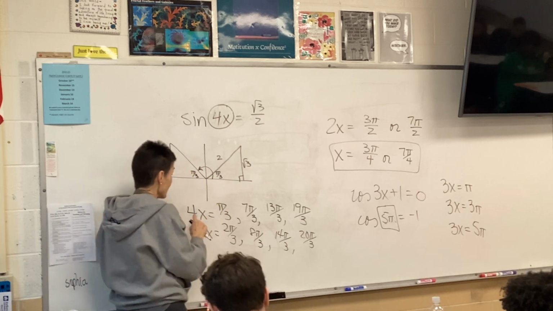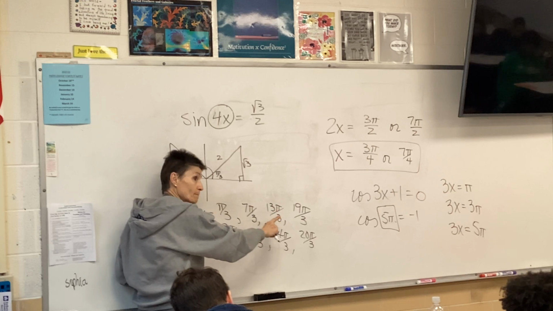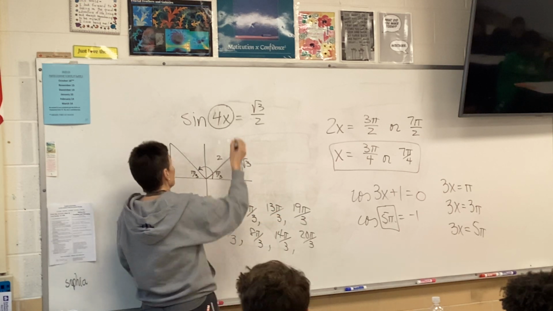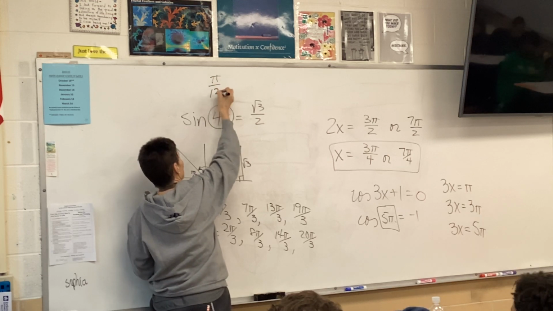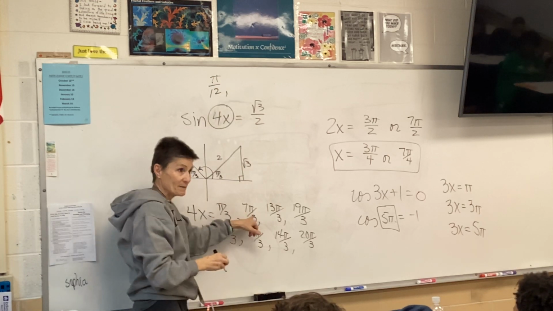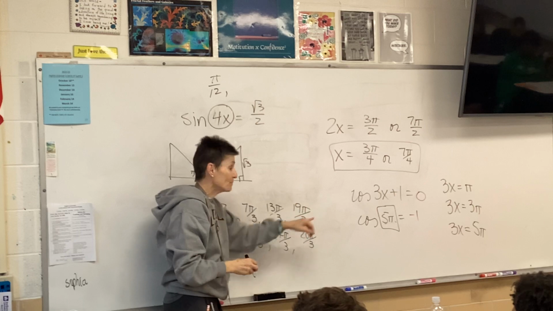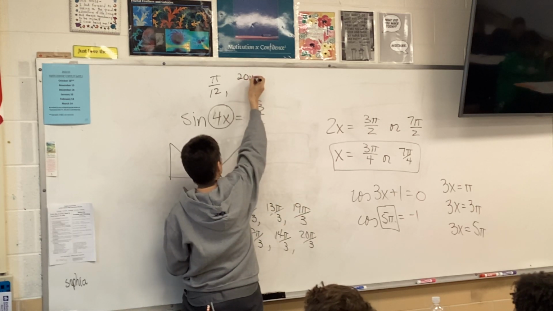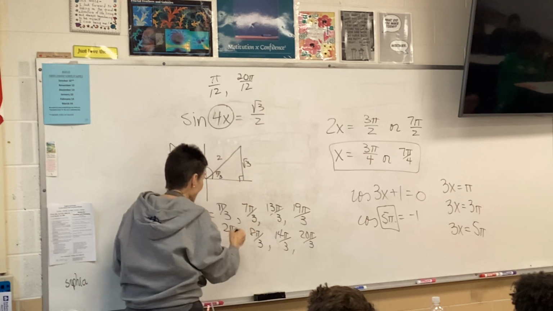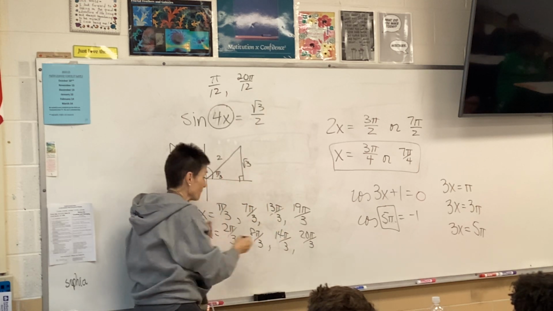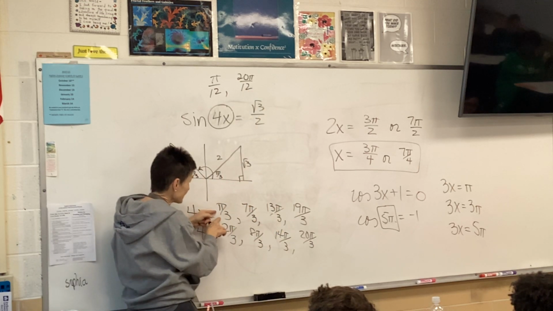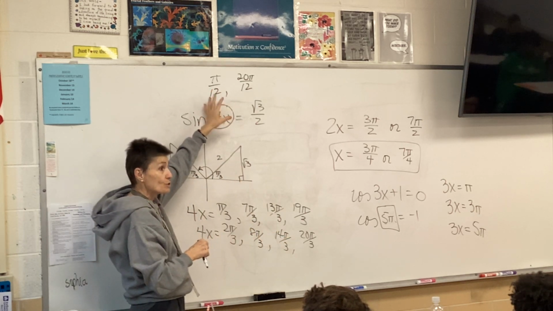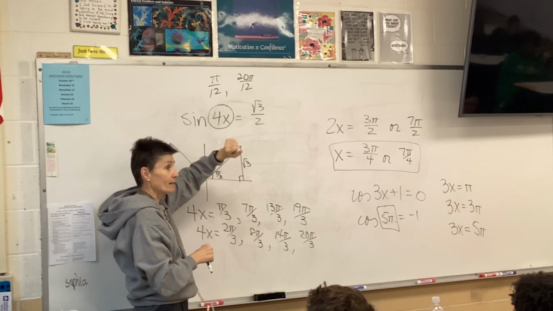Because look what happens. If I divide all these by 4, or multiply them by a 4th, the littlest one is going to be pi over 12. I'm not going to write them all down. This would be 7 pi over 12 and so on. The biggest one would be 20 pi over 12. So there are going to be 8 answers. The smallest one is here and the biggest one is here. But are those between 0 and 2 pi?